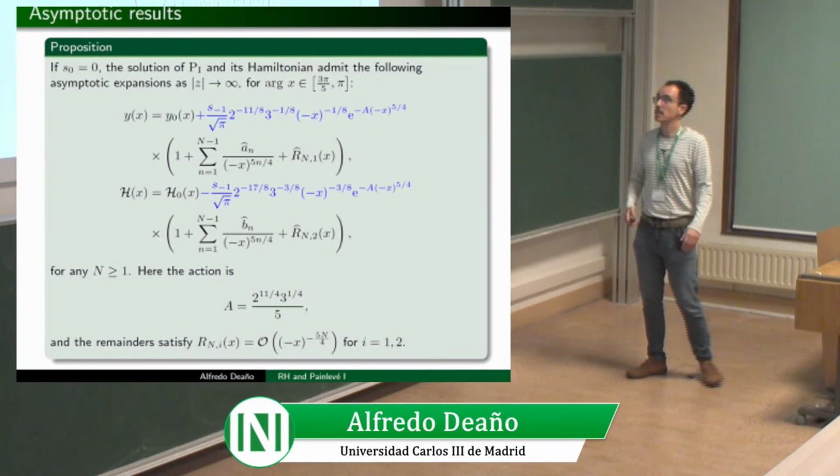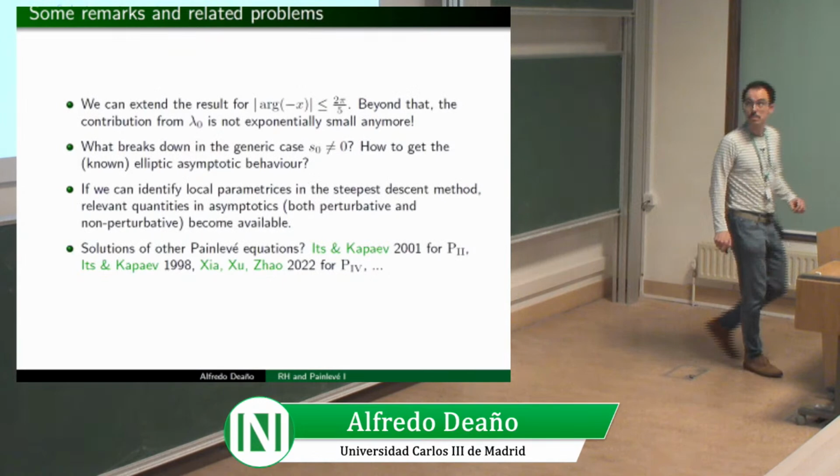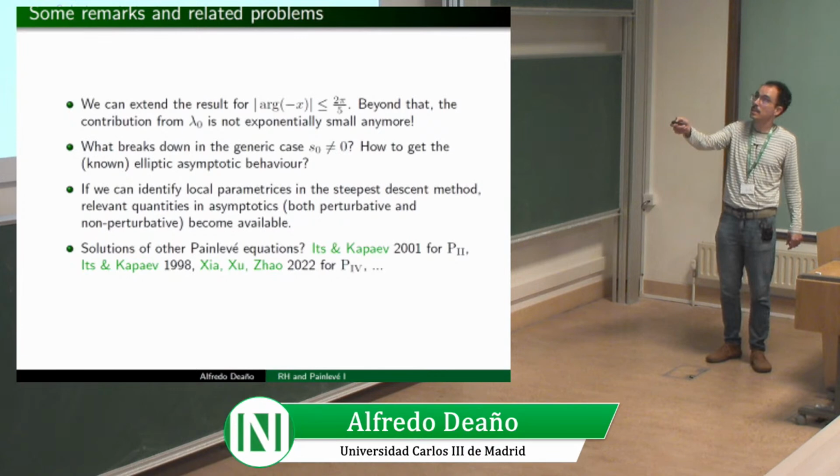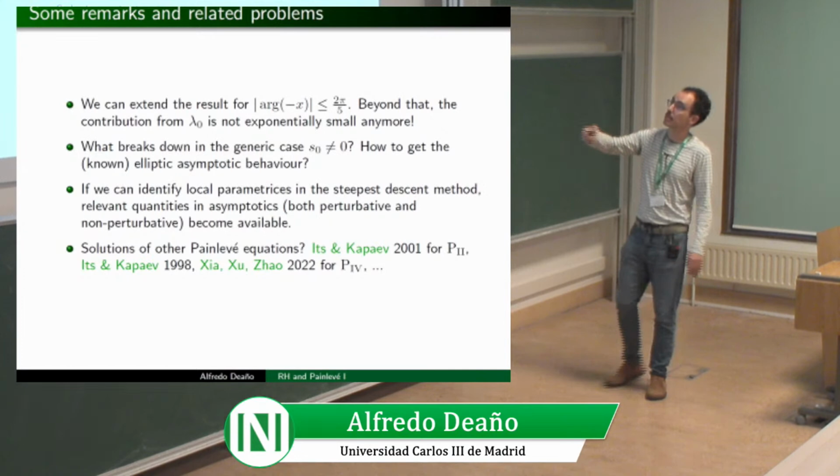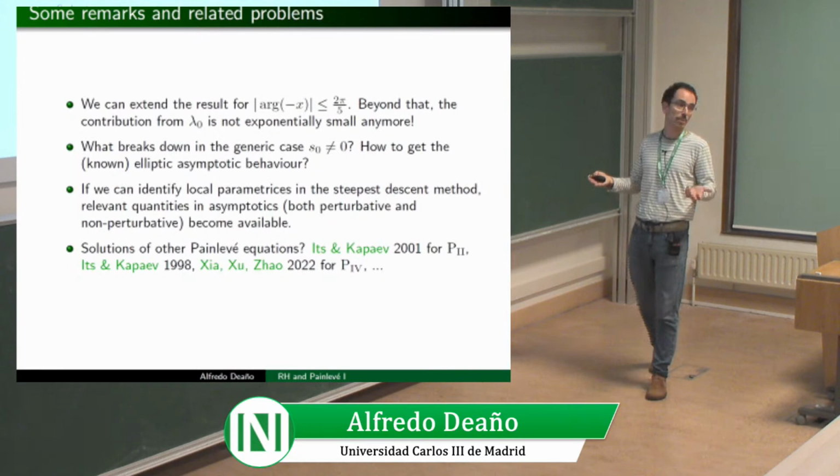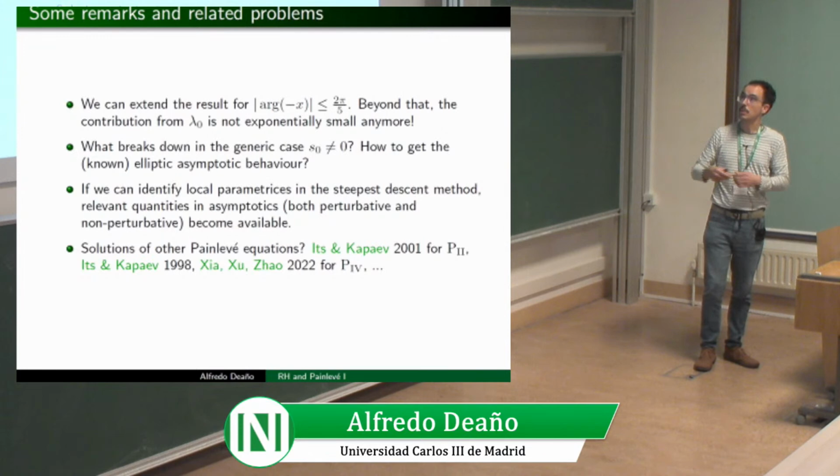So some remarks just to finish, because I think I'm running out of time. So you can extend this result for this sector in the complex plane. And beyond that, you have to be careful, because then the contribution from the stationary point that was exponentially small is not exponentially small anymore. So that's consistent. And then you have to do something else. I mean, it's not algebraic and then a small contribution.